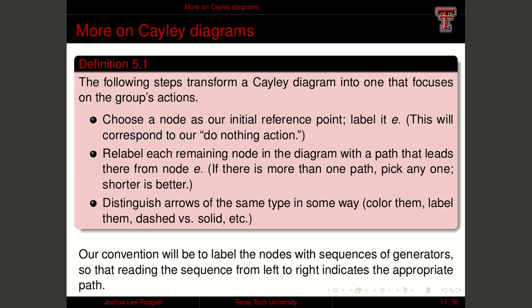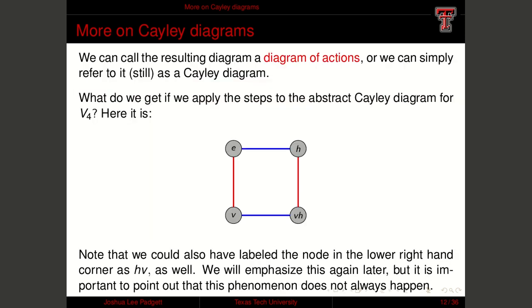And so our convention will typically be to label the nodes with sequences of generators so that reading the sequence from left to right indicates appropriate paths. Now what this is really saying is emanating from the identity, all of your immediate connections should be generators. After that, there will be the non-generator actions that are generated through continuous compositions. All right? And so, just as I had said, we now have our diagram of actions.